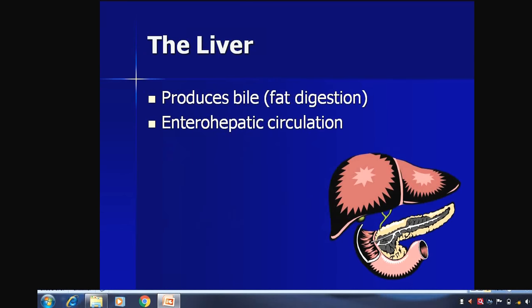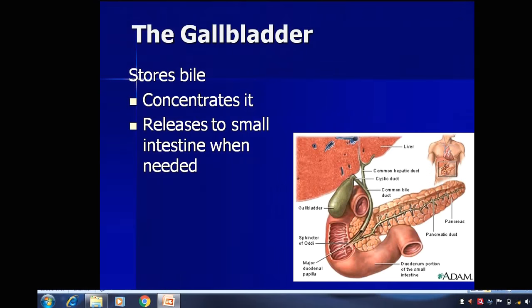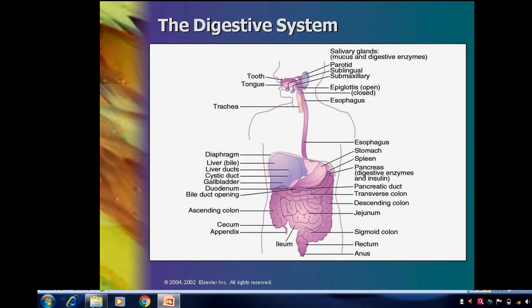The liver produces bile for fat digestion, and it works via enterohepatic circulation. The gallbladder stores bile. Bile is concentrated and released to the small intestine when needed. An important problem of this last part is gallstones. Now this is the last figure showing the digestive system as a whole.